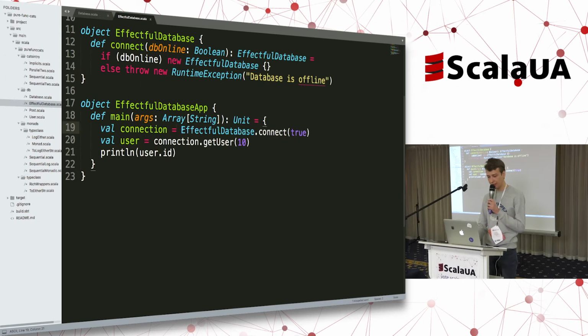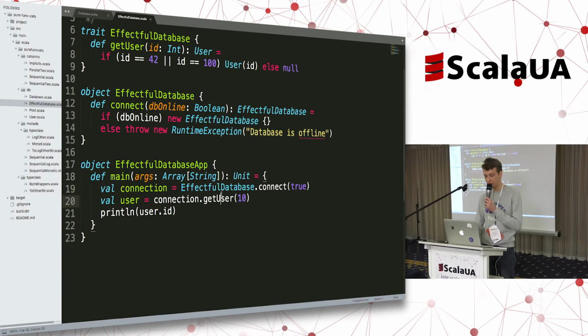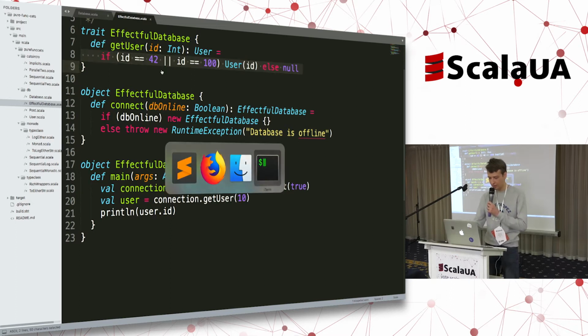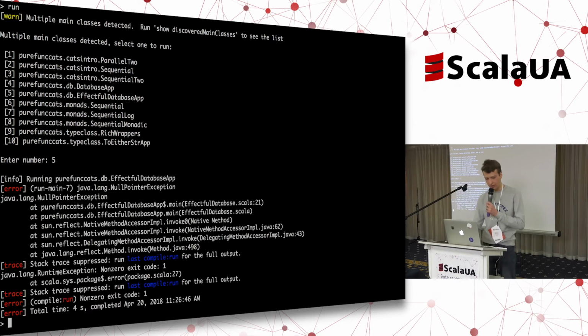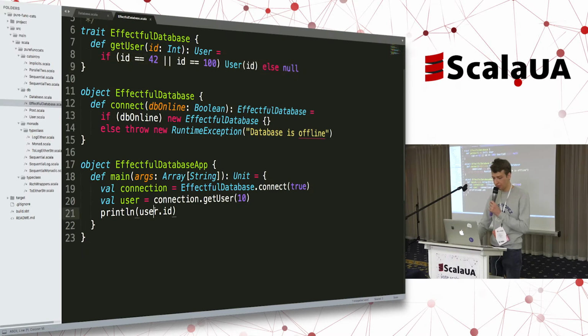So here we have the situation where the database is connected successfully because we emulate the situation where the database is online, and we are trying to get the users that do not exist. So the user 10 is not in the list of the users that are allowed to be returned. So how will it play out? If we run this program, we get a null pointer exception. We get a null pointer exception because we are trying to print the user ID and the user is null.